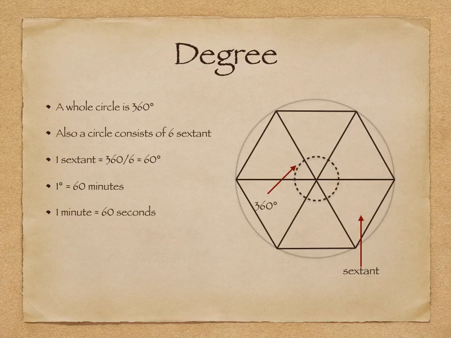The circle in ancient time was divided into 360 parts for simplicity, close to 365 days of the year. So one part of 360 is called 1 degree. 1 degree is further divided into 60 minutes, and 1 minute consists of 60 seconds.